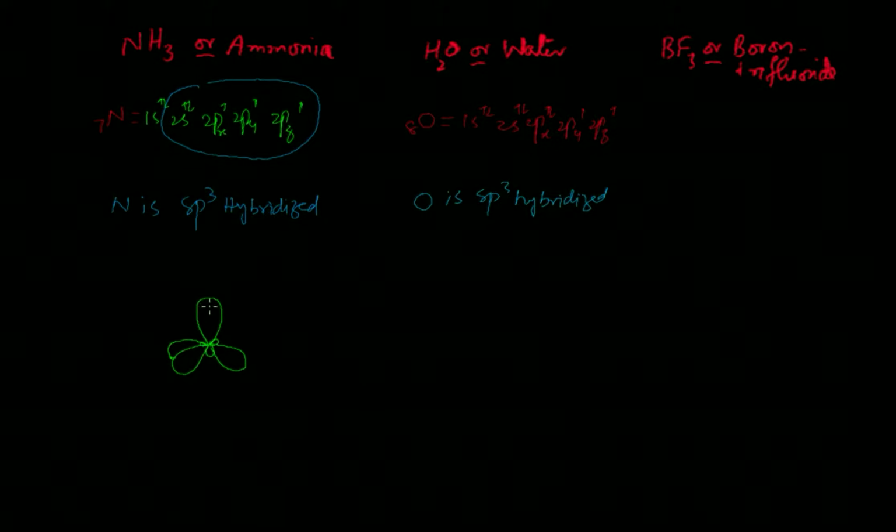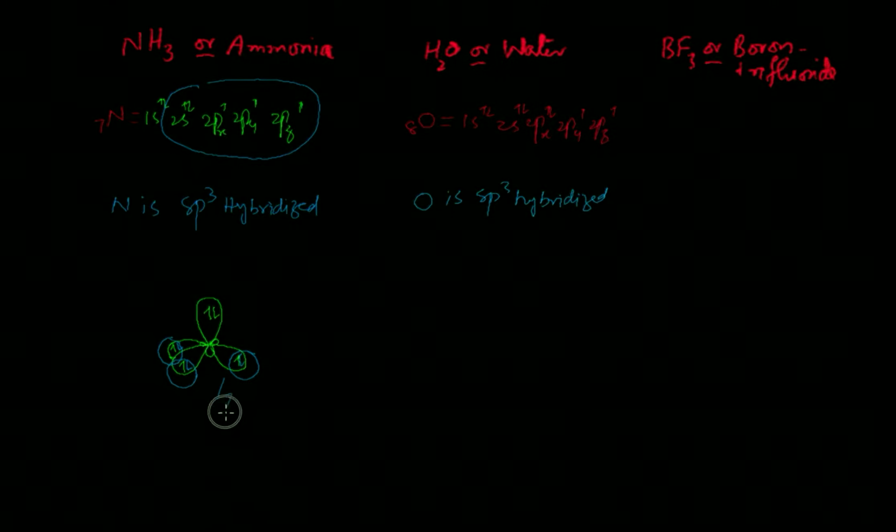And they contain two electrons here, one electron here, one here, and one here. These unpaired electrons make bonds with hydrogen 1s that brings along with it its one electron. So there is pairing, and these sigma bonds are formed.